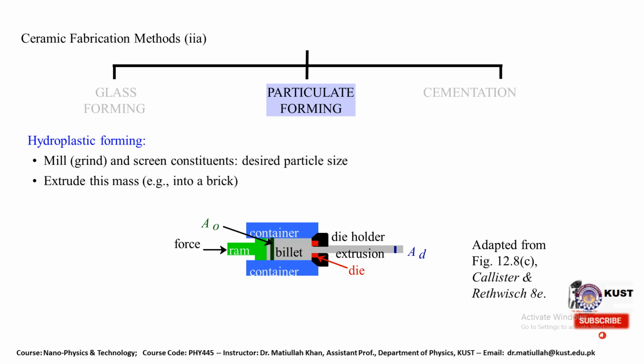We have another method of ceramics forming, which is particulate forming. In particulate forming, we have hydroplastic forming, where in this process we need to mill and screen the constituents to the desired particle size and extrude the mass. So this is another process used for the preparation of ceramic materials.